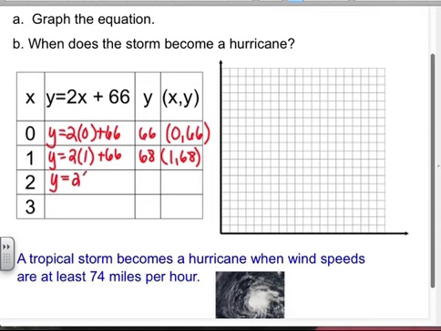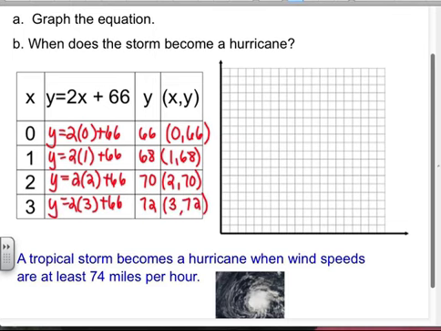Next one. 2 times 2 is 4. Add 66. Gives you 70. So that ordered pair is (2, 70). The last one, 2 times 3 is 6. Add 66 is 72. So that is (3, 72).